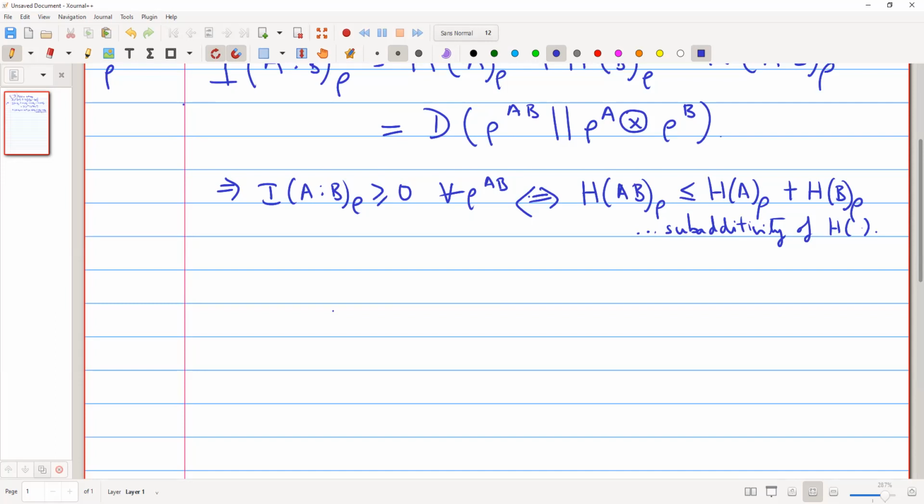It also tells us when the mutual information is exactly equal to 0. That happens when this relative entropy is exactly equal to 0, and that only happens if rho AB is equal to the tensor product of marginals. So let's write that down. I(A:B) equals 0 if and only if rho AB is actually a tensor product state. All this we got by connecting mutual information to relative entropy. This is just the quantum analog of what we have done in the classical part of the course.